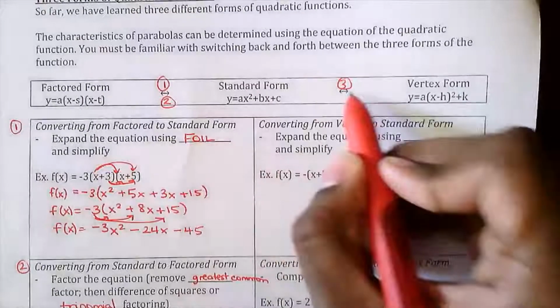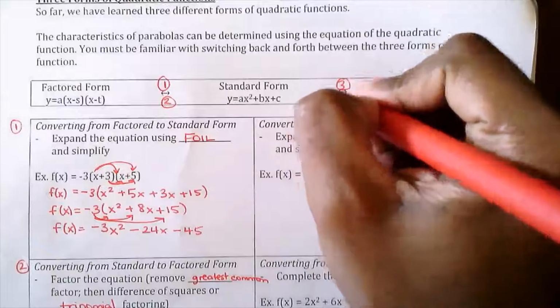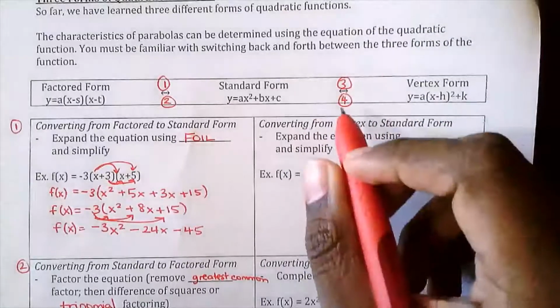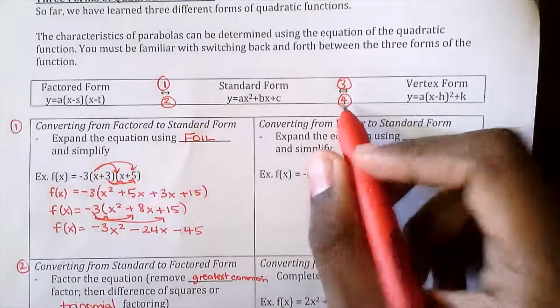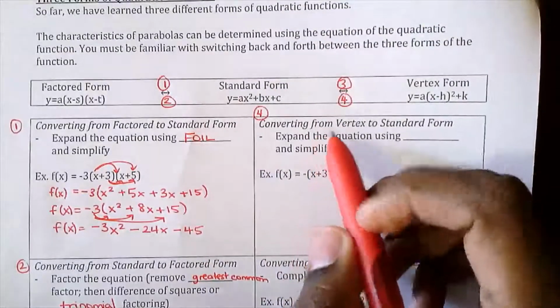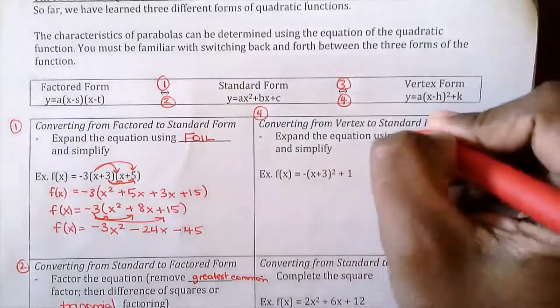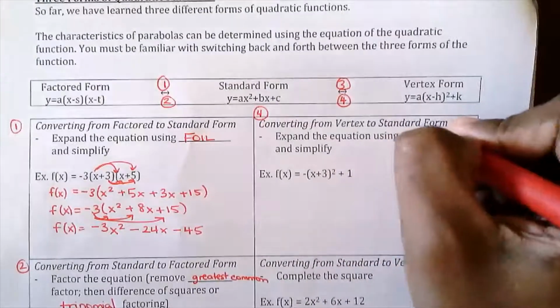So let's call this number 3, going from standard to vertex form, and going from vertex to standard form as number 4. We're actually going to start with 4 first because it's easier. It's using a tool that we already have. So converting from vertex to standard form, expand the equation again using FOIL and simplify.